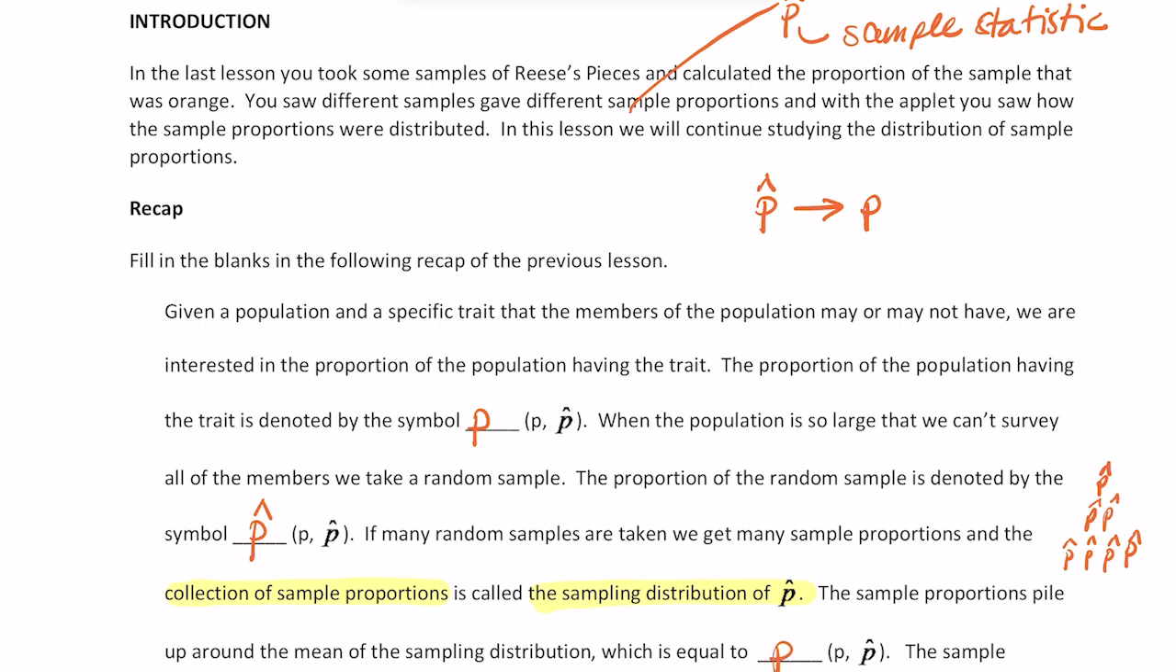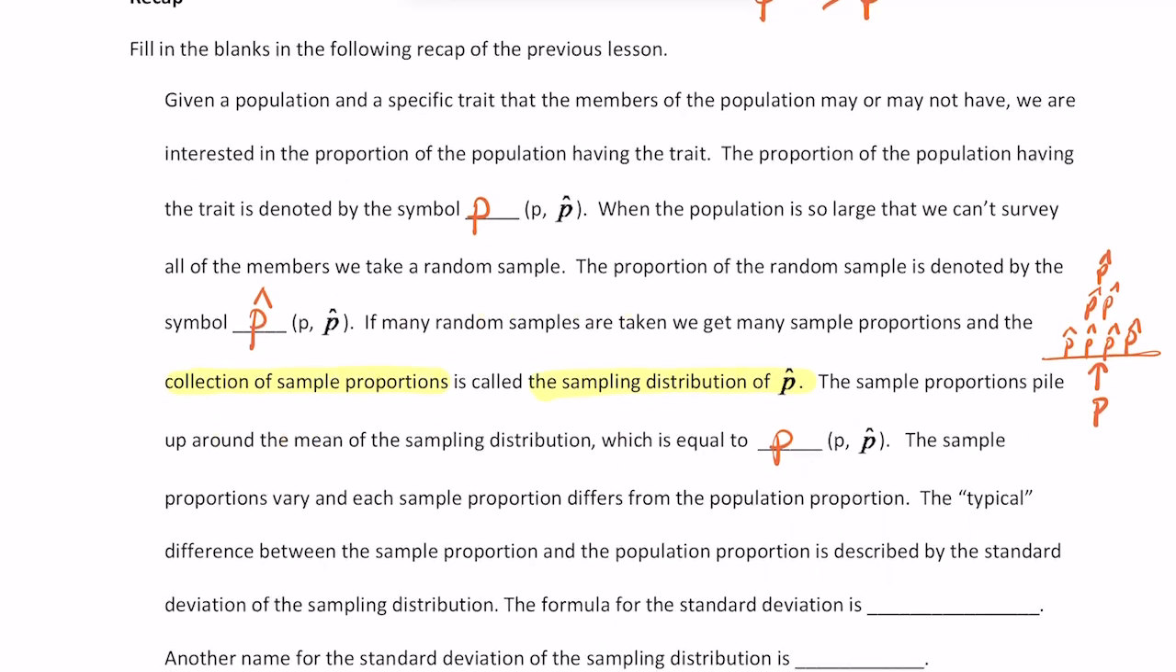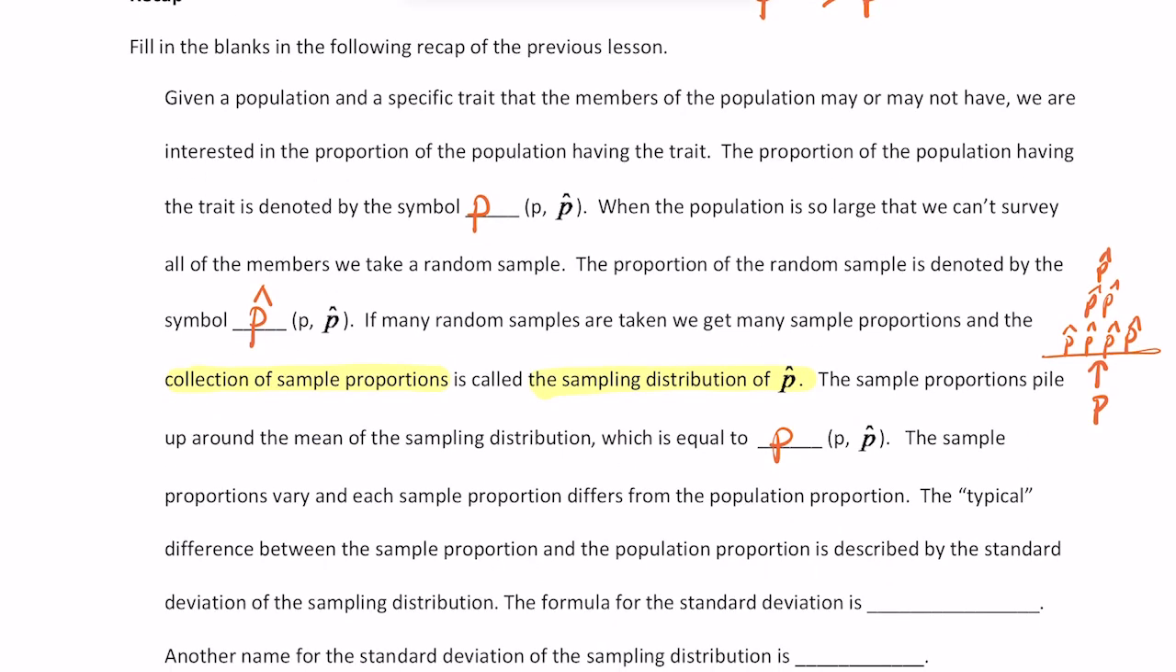So here is, think of this as your dot plot with all your P hats. We assume, since that's the center, that P, which is our population proportion, should be in that center, and that sampling distribution of P hat is used to approximate P, your population proportion. The sample proportions vary, as we saw. Not everyone had the same sample. Even though you had 20 Reese's Pieces each, the color distributions were not the same.